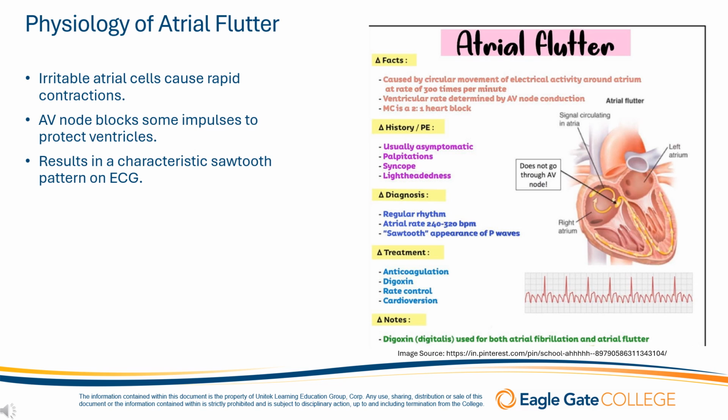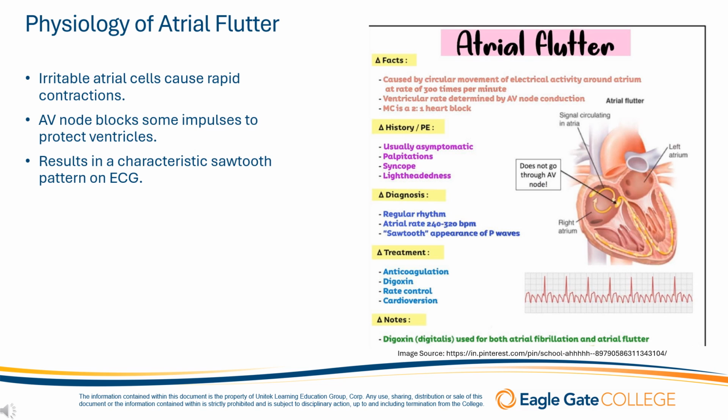In atrial flutter, the AV node cannot conduct all the rapid atrial impulses to the ventricles. If it did, the ventricles would beat excessively fast, potentially leading to severe hemodynamic compromise. Instead, the AV node selectively blocks some of these impulses. This protective mechanism ensures that not all the atrial impulses reach the ventricles, thereby preventing excessive ventricular rates.